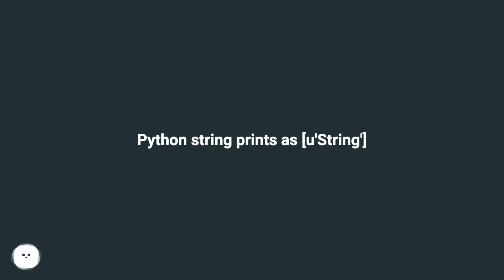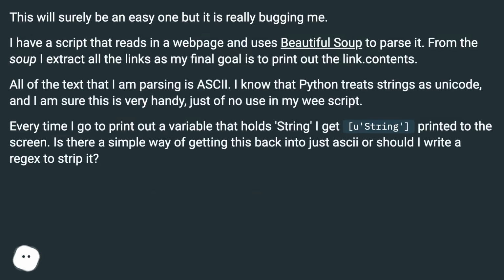Python string prints as u'string'. This will surely be an easy one, but it is really bugging me. I have a script that reads in a web page and uses Beautiful Soup to parse it. From the soup, I extract all the links as my final goal is to print out the link.contents. All of the text that I am parsing is ASCII.